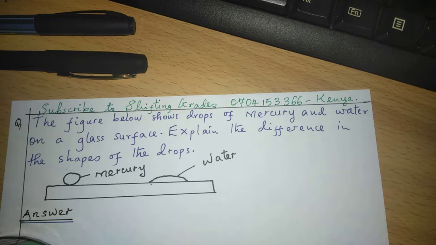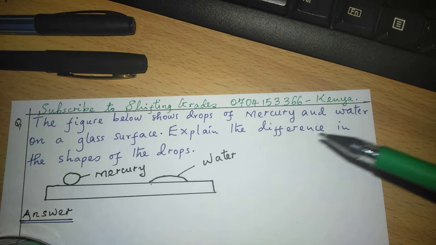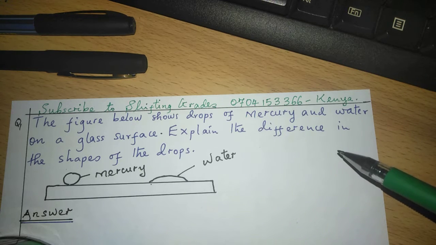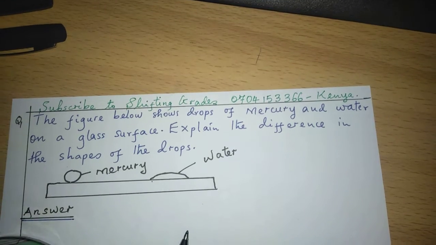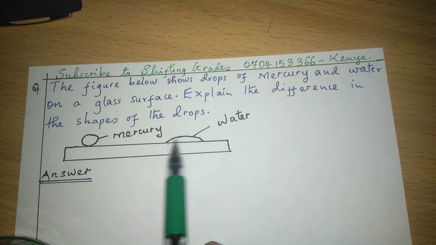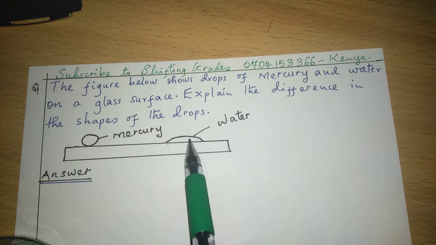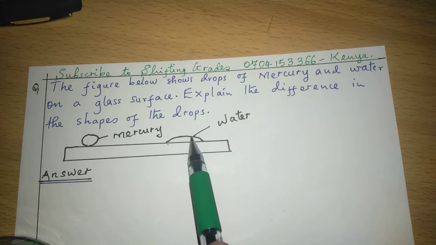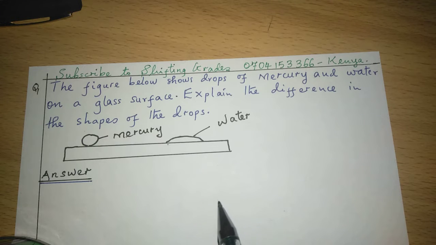We are going to do a physics lesson whereby we respond to a question on forces, and we are given that the figure below shows drops of mercury and water on a glass surface. Explain the difference in the shapes of the drops. So with mercury here and water on the other side, we can see that the mercury drop is spherical while the water drop has already flattened, or it's taking a different shape. It is changing the shape. It dropped here when it was spherical, but now we can see the shape is not spherical. It is spreading. That is the word we can use.